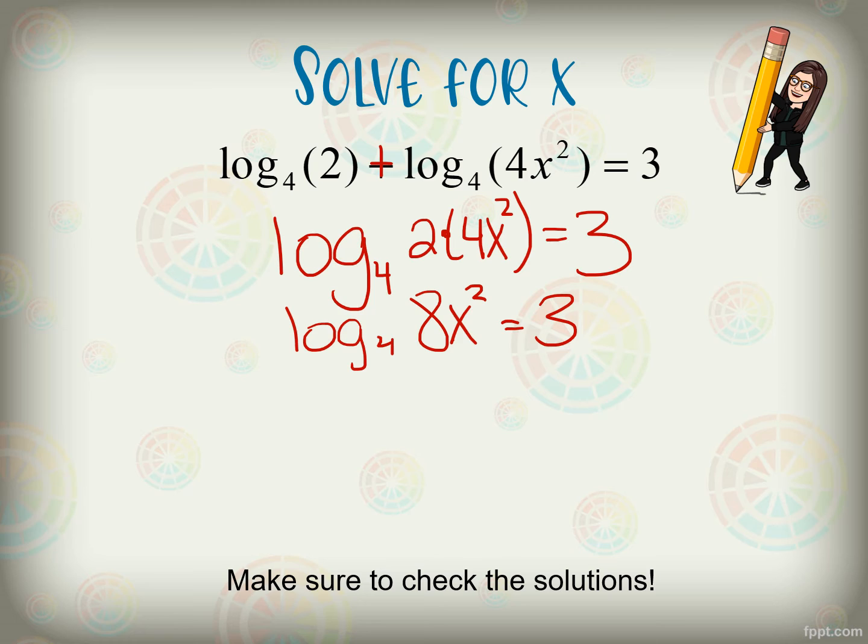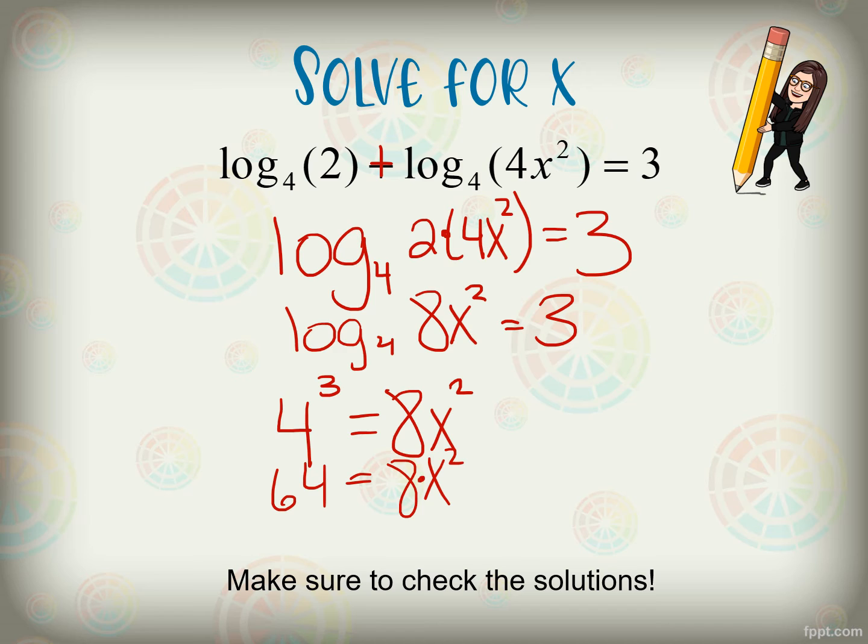We can now convert because I have a single log. 4 to the third equals 8x squared. Well, let's see, 4 to the third is 64. If I divide that 8 over, right, so instead of multiplying it, we have to divide it over, that gets me 8. Then we need to square root both sides.